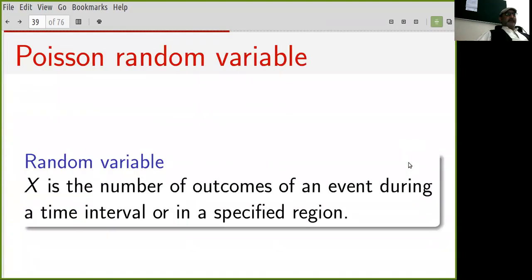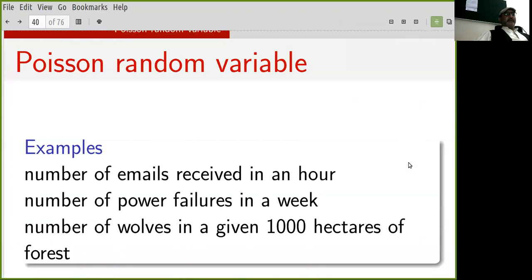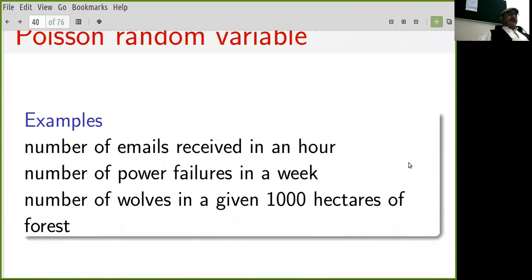A little bit more about the Poisson random variable. X is the number of outcomes of an event during a time interval or in a specified region. So the number of emails received in an hour, the number of power failures in a week. Hopefully these are rare events. The number of wolves in a given 1,000 hectares of forest. You won't find that, right?